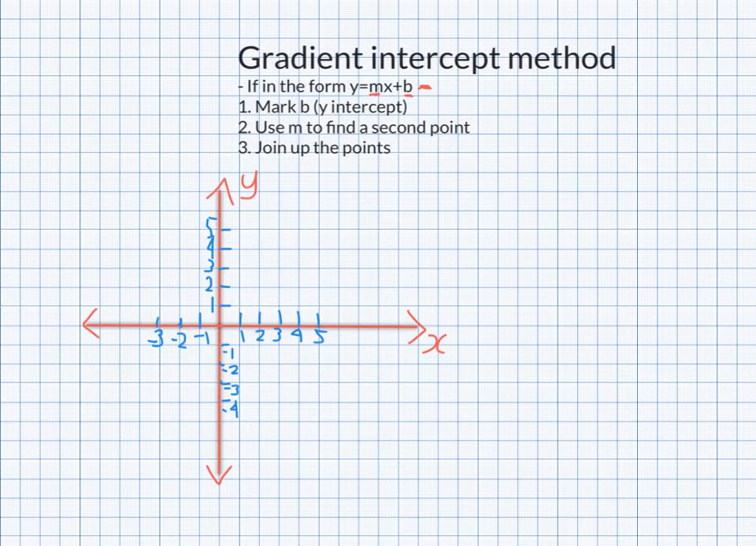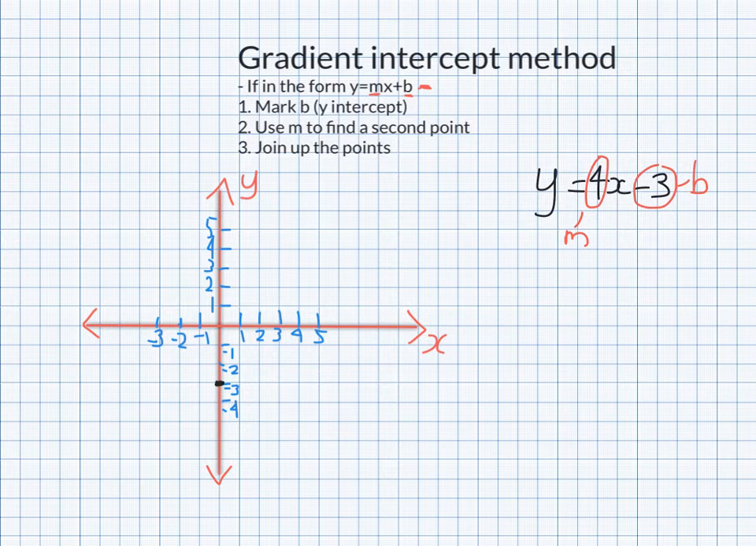We have our Cartesian plane here, and we're going to start by graphing y equals 4x minus 3. This is in the form y equals mx plus b. The number in front of x is m, that's the gradient, and the number by itself is the y-intercept. So b here is not 3, it's negative 3. We follow the instructions above. We mark the y-intercept, which is minus 3.